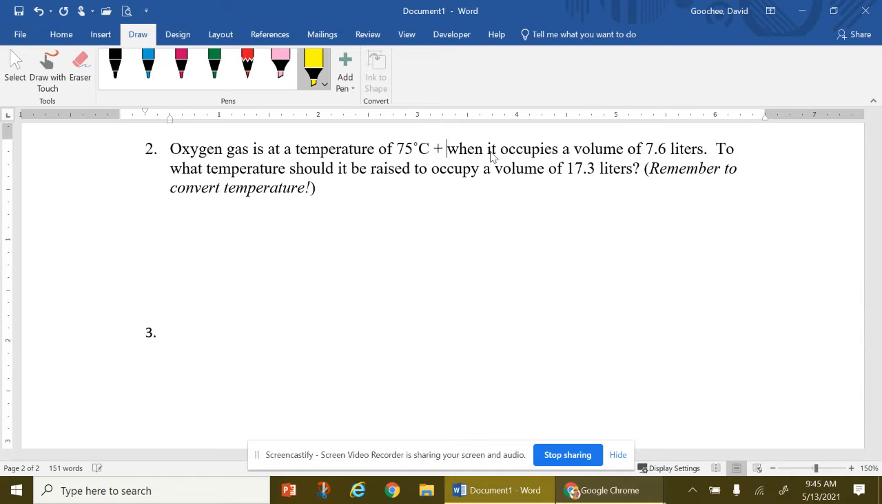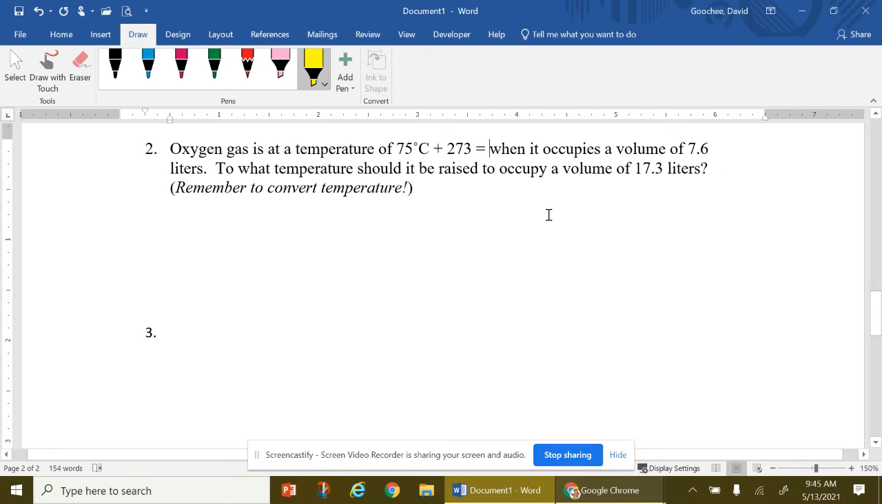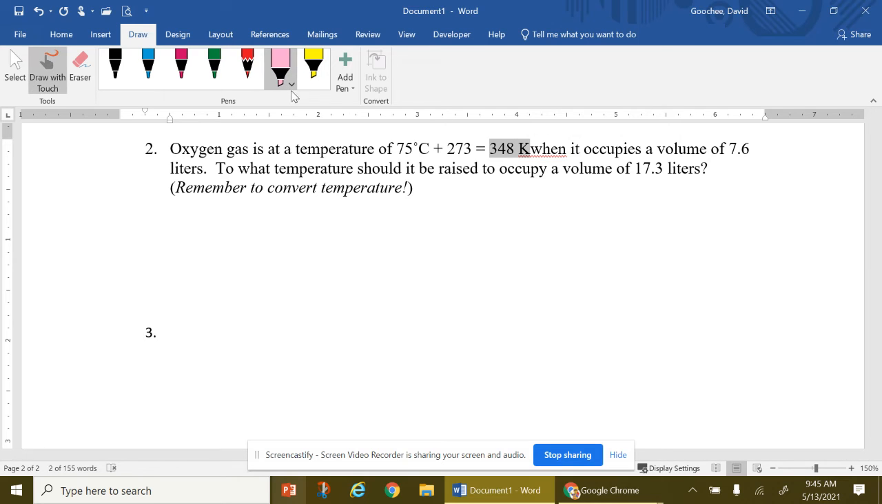First things first, I'm going to add 273 and turn that into Kelvin. Mr. Gucci's mental math is weak. 75 plus 273 equals 348. So the actual temperature you're going to need here is 348 Kelvin. Ignore 75 Celsius. The real temperature is that right there, 348 Kelvin. Bing, bang, boom.